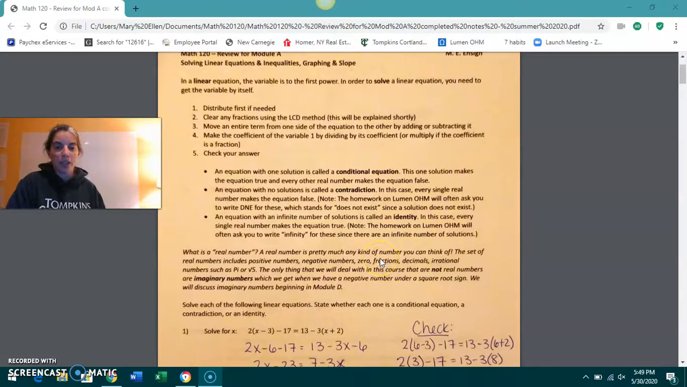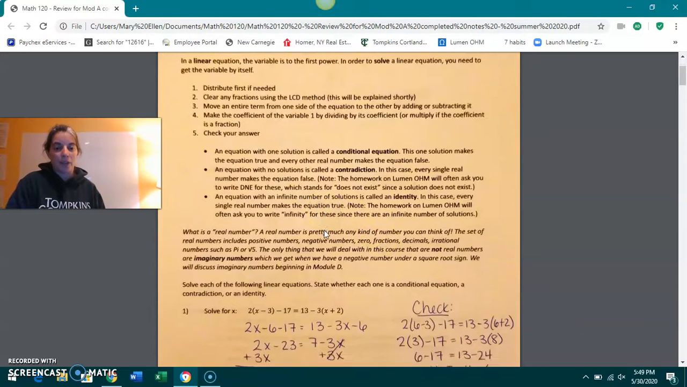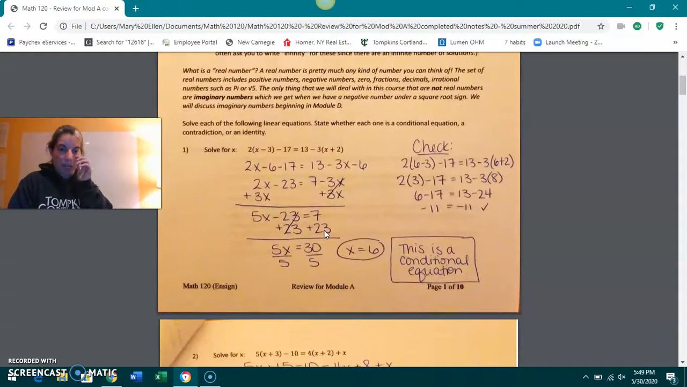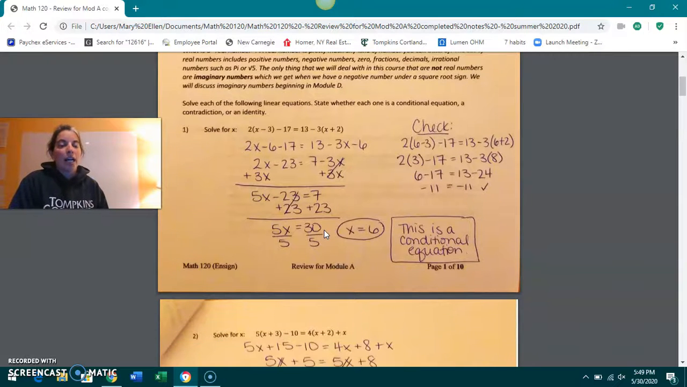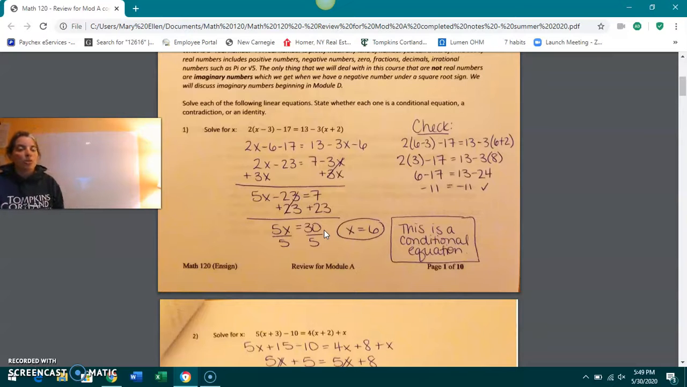All right, so if we look at our first example down here at the bottom of the first page, I have a linear equation here. Just thinking about those steps, we always want to do the distributive property first. Remember, distributive property means that I take whatever's outside the parentheses and multiply it by everything inside the parentheses. Remember that this 2 in this case would not get multiplied by this -17 because that's outside of the parentheses. We do the same on both sides.